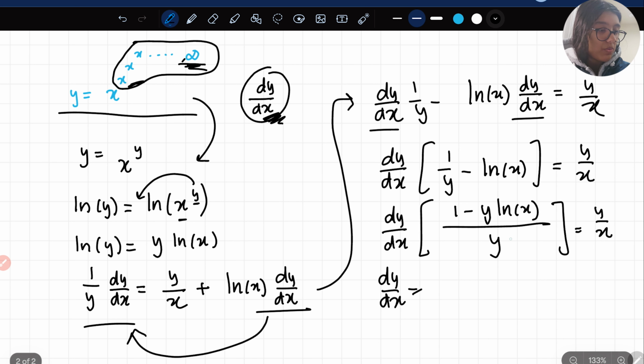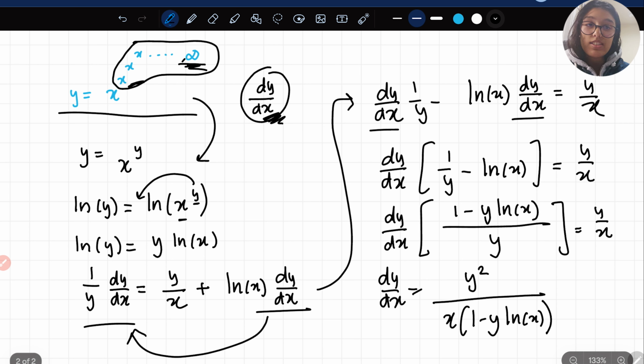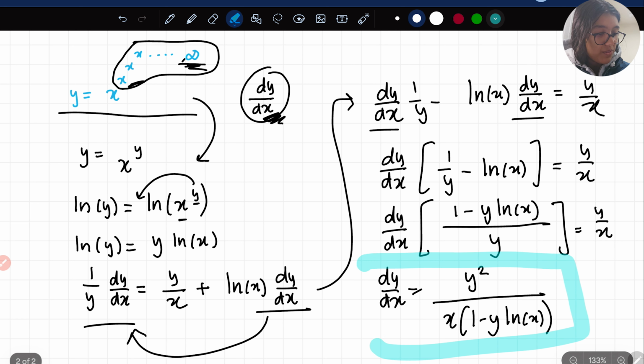Let's cross multiply. Y goes on top. We have y squared over x times 1 minus y natural log of x. And just like that, we have found, let me get a highlighter, we have found dy over dx from an infinite series.